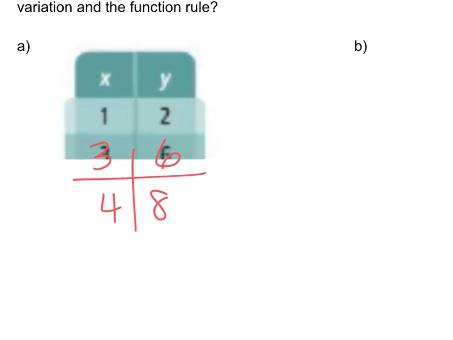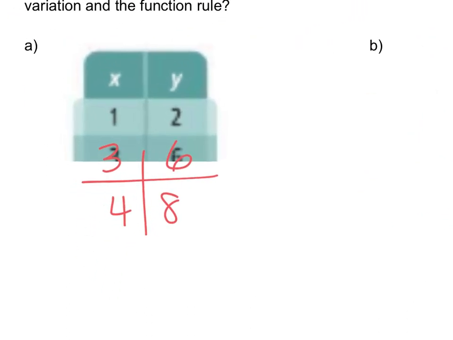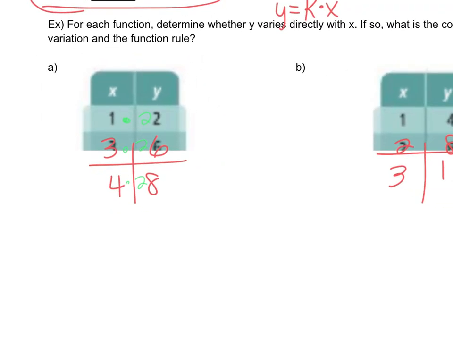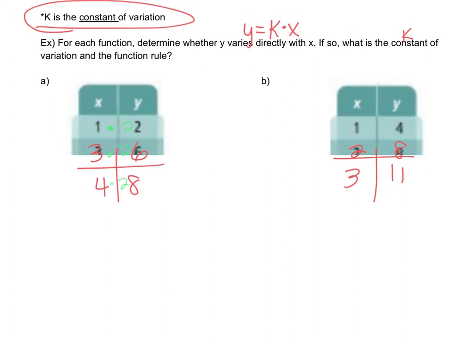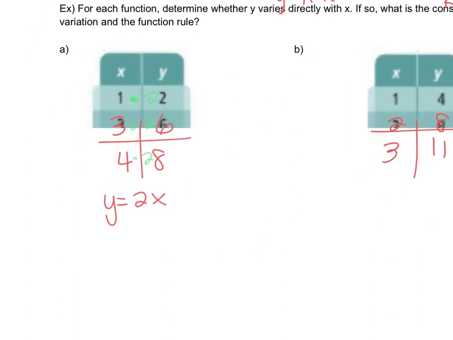So if you're looking at this table, do you notice anything that's happening to the x's? Hopefully you are seeing, if not, that's okay, that they're being multiplied by 2. So 1 times 2 is 2, 3 times 2 is 6, 4 times 2 is 8. So it is constant. So is this direct variation? What would the equation look like for this? It would look like y equals 2x, 2 times x. Is it direct? Yes, it is.